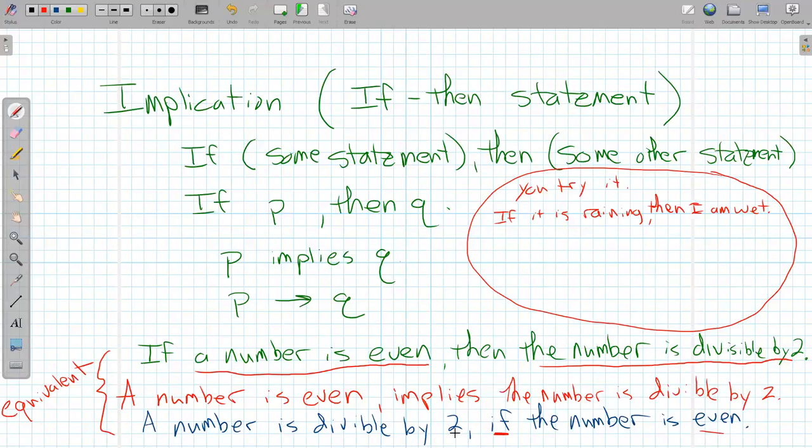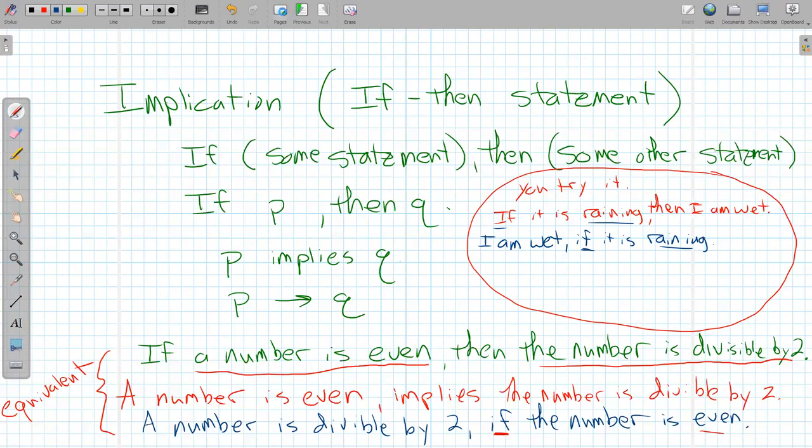All right, Monty wrote a nice one. I'm going to write that down here. Yeah, that's an excellent one. So I am wet if it is raining. The if is still attached to the raining, so they are equivalent. All right. And then the other version, let's see, it is raining if I am wet. That would actually not be equivalent. So that's a great one. I'm glad you brought that up.